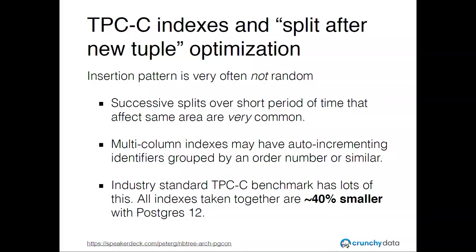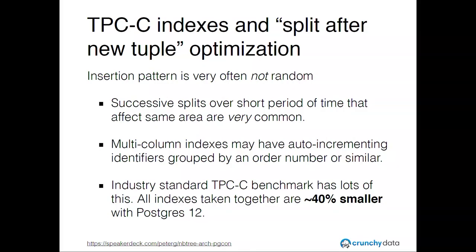I call this the split after new tuple optimization. This strongly rewards my work, as it happens. Now, you could debate how important this actually is, I suppose, if you wanted to. You could say, well, OK, that makes all the indexes in TPCC taken together 35, 40% smaller. That seems pretty good, but is that really representative of a workload that I'm going to have? The answer is I don't know, but I don't think it necessarily matters what the answer is.